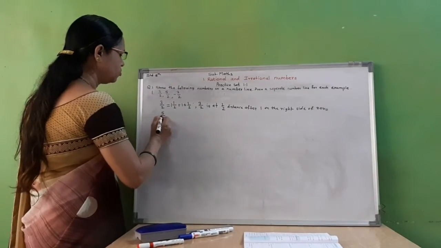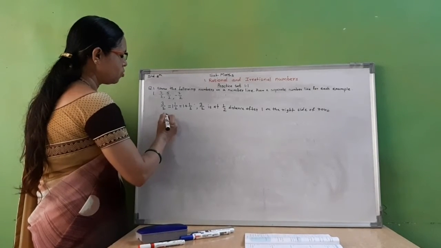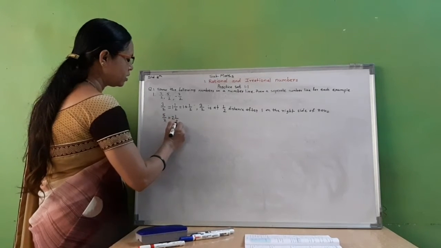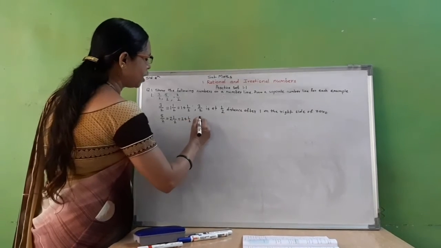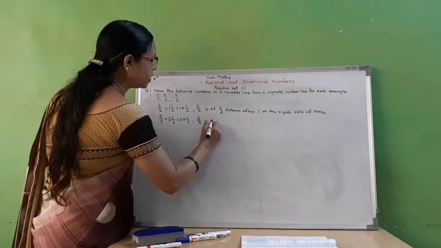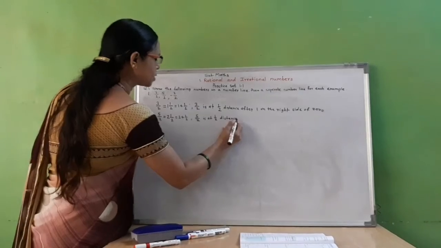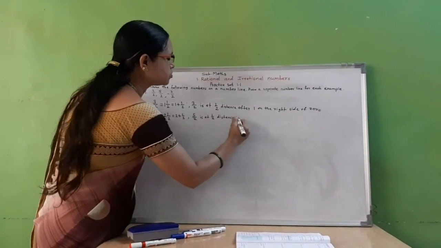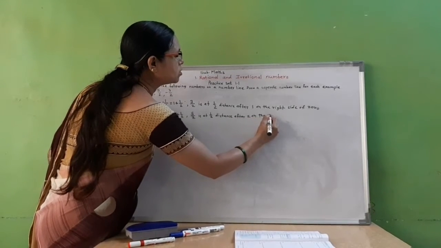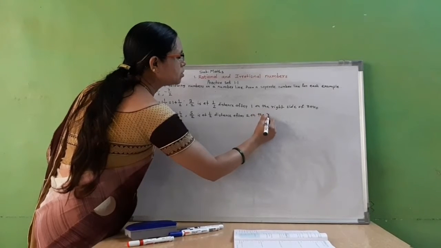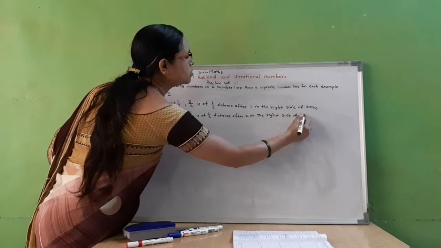5 by 2. Convert 5 by 2 into whole number fraction. 2 2s are 4. 5 minus 4 remains 1. Denominator as it is. It can be written in addition form, 2 plus half. 5 by 2 is at half distance after 2 on the right side of 0.